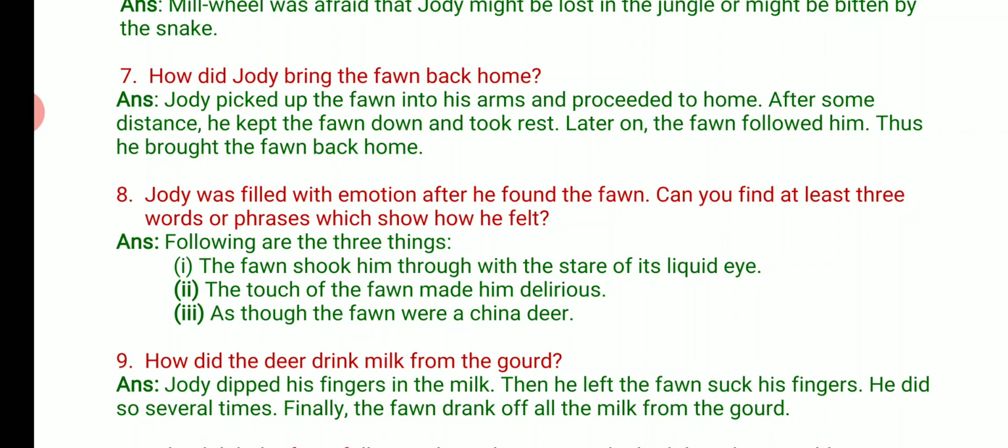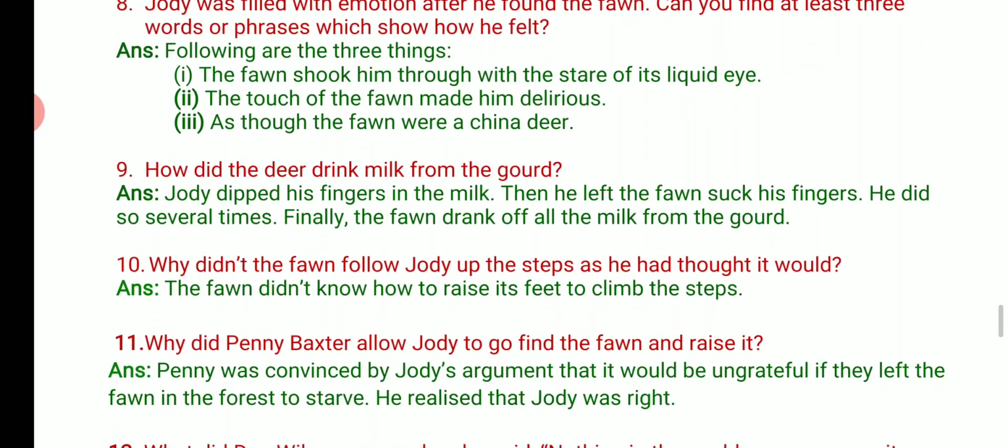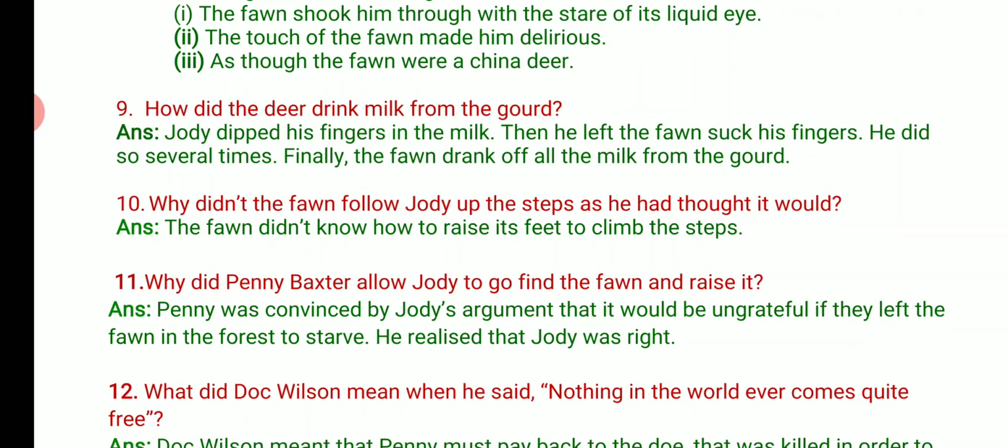How did the deer drink milk from the gourd? Jody dipped his finger in the milk. Then he let the fawn suck at his finger. He did so several times. Finally, the fawn drank all the milk from the gourd. Why didn't the fawn follow Jody up the stairs as he had thought it would? The fawn did not know how to raise its feet to climb the steps.